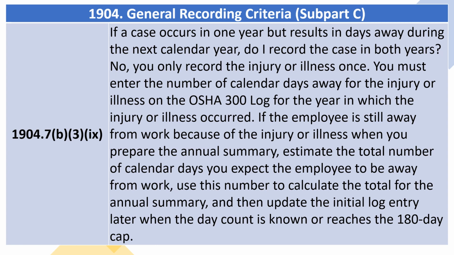If the employee is still away from work because of the injury or illness when you prepare the annual summary, estimate the total number of calendar days you expect the employee to be away from work. Use this number to calculate the total for the annual summary, and then update the initial log entry later when the day count is known or reaches the 180-day cap.